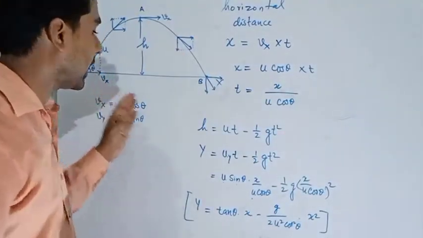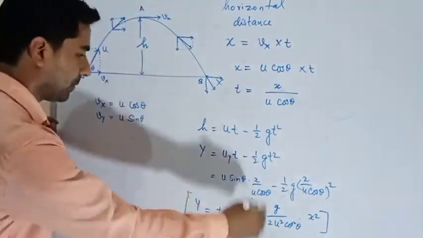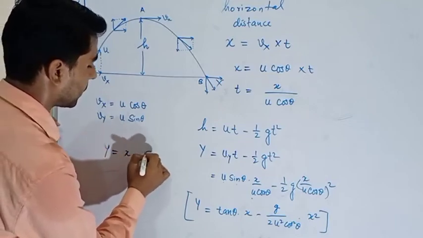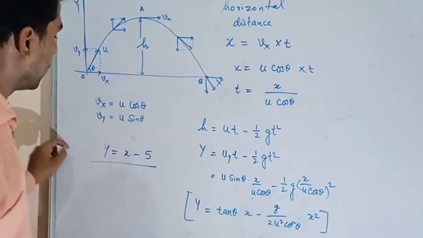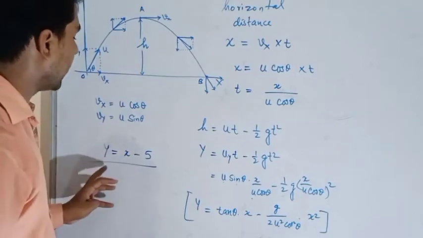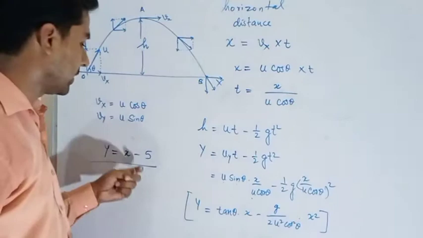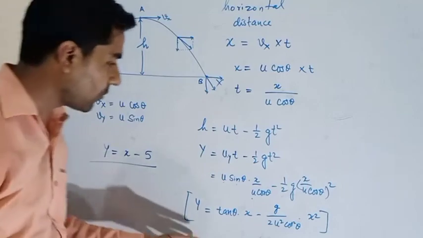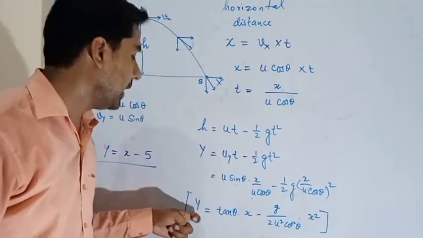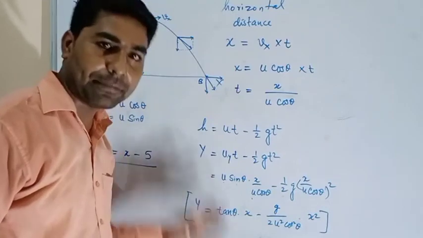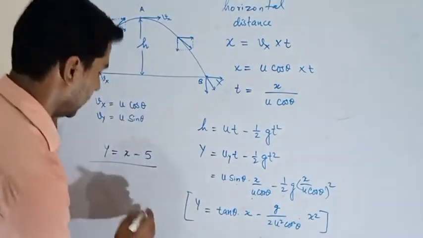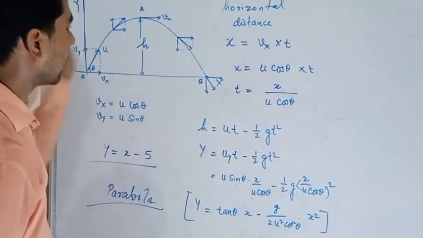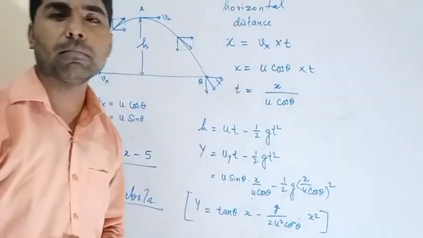The trajectory of the projectile is what? Parabola. For example, if suppose this equation comes in this form, y is equal to x minus 5. At this time you can say it resembles y is equal to mx plus c. The c is negative, it is here. So with this equation we can say it's a straight line equation. Same way here, if any equation is linear in y and quadratic in x, that represents what? Parabola. Remember, parabola, and the path, the trajectory, will be said to be parabolic.